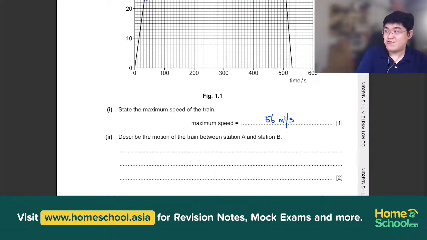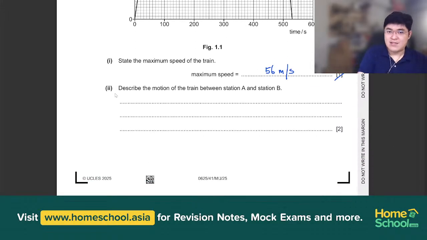Please remember to write your correct reading as well as the correct units. All right, it's meters per second, not donkeys per second. Then that will get you your full 1 mark. Now you have found out the maximum speed.